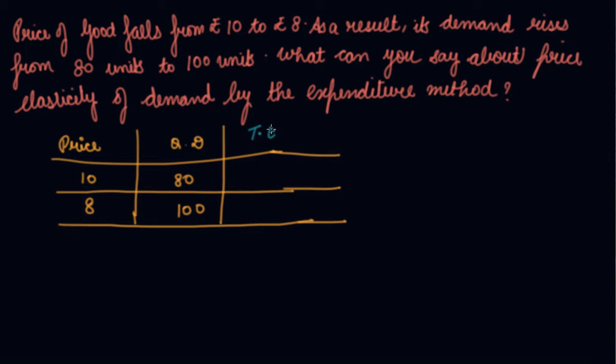So, total expenditure in this is, see, if the quantity you're purchasing is 80 and the price of one unit is 10, then your total spending, 10 into 80, is 800 rupees, your total expenditure. Now here also, 8 into 100, 800 is your total expenditure. Which means that with the change in the price, there is no change in the total expenditure.